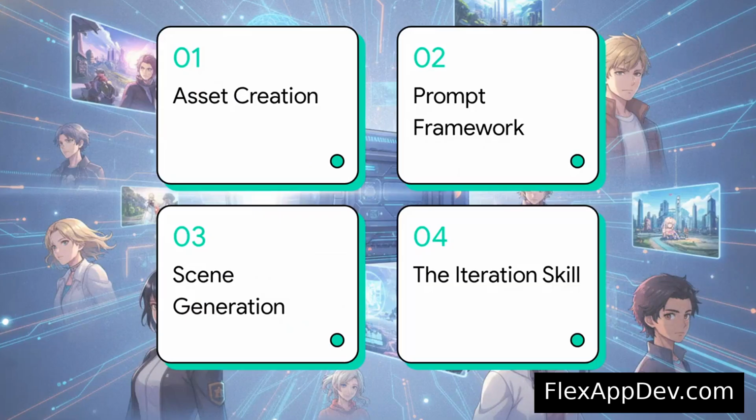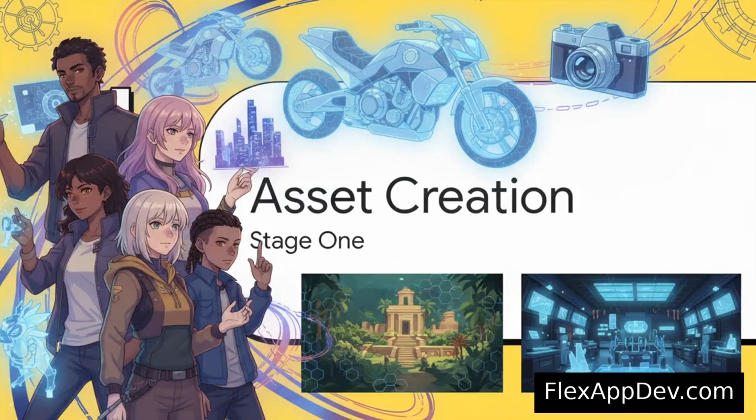To pull this off, the workflow breaks down into 4 clear stages. We've got Stage 1, asset creation, Stage 2, prompt framework, Stage 3, scene generation, and wrapping it all up, the iteration skill. Let's get right into Stage 1. So, Stage 1, asset creation.